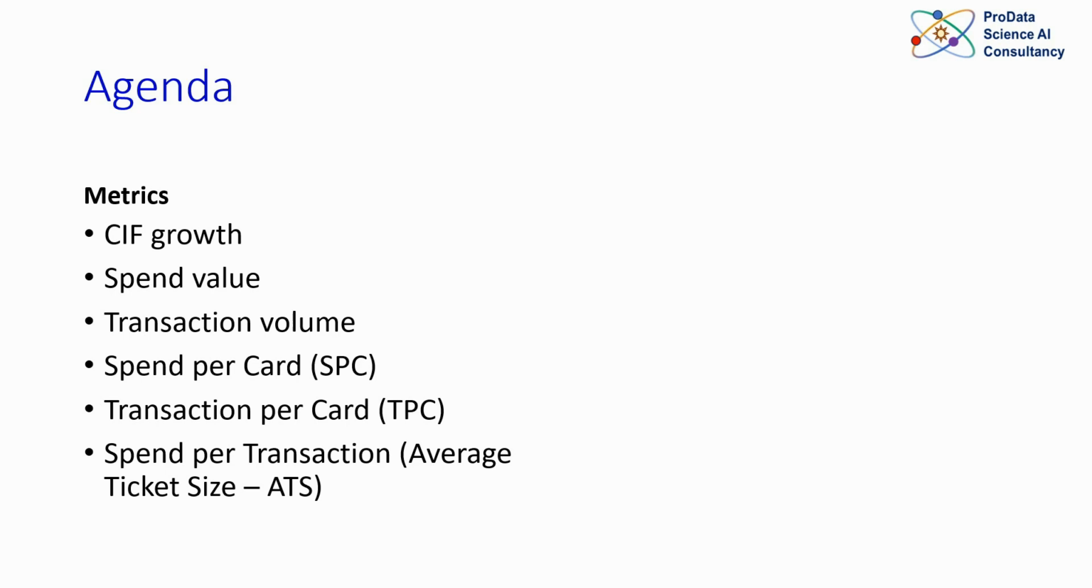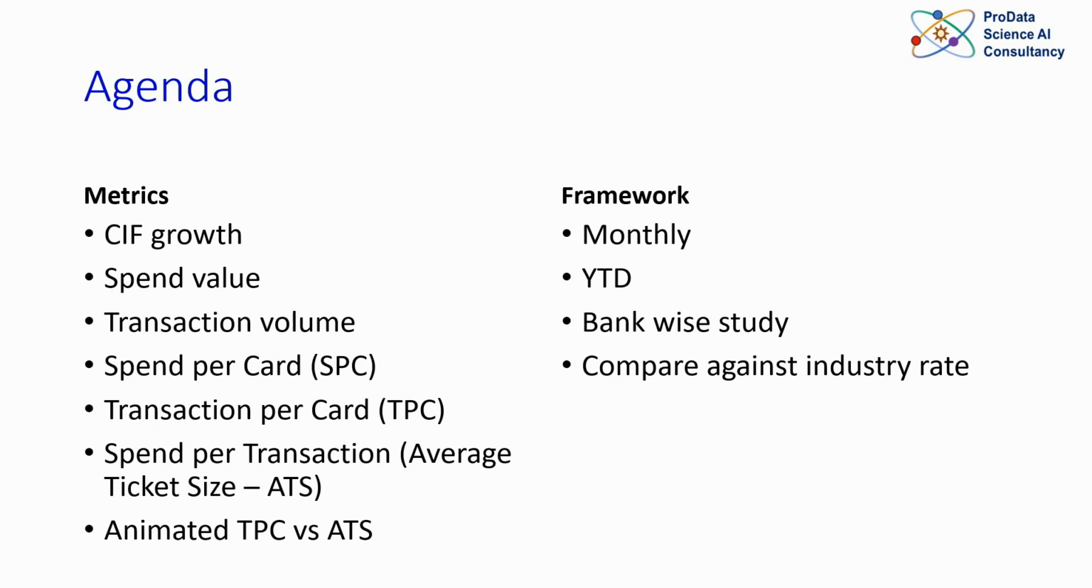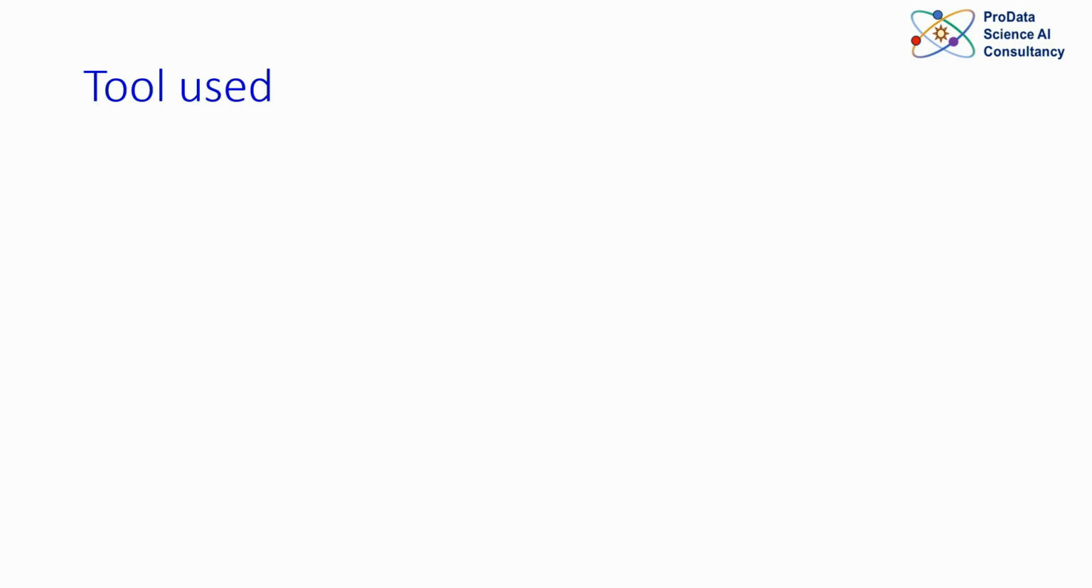At the end, we will also study an animated transaction per card chart versus average ticket size, because that gives you a very good indication of how things have changed since UPI was introduced on credit cards. All these things will be studied monthly and YTD, so that you can compare which is growing faster than the industry and which is growing slower. We'll do a bank-wise study as well as the overall trend, so a lot of comparison against the industry trend will happen. And the tool used here primarily is Role IQ Spark BI.